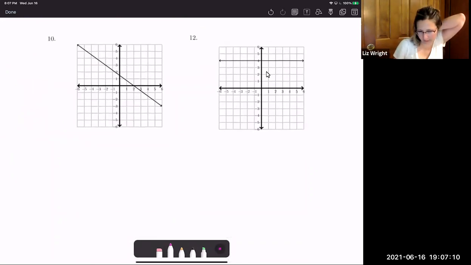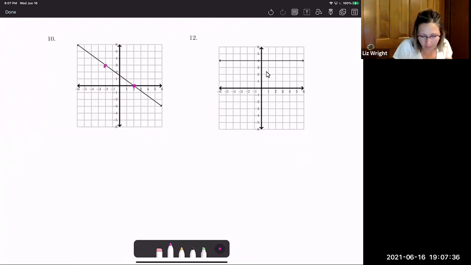Okay, let's look at 10. 10 is another one where it doesn't look like it crosses at a good lattice point. It looks close to 1.5, but we can't just automatically assume that. So we're gonna find 2 good crossing points. I see a good one at 2, 0. And another one, where's another good one? Maybe here at negative 2, 3.